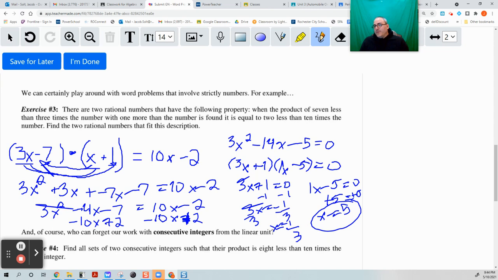Oh, wait. I'm taking it back. It says find the two rational numbers that fit the description. Let me make a newspaper correction. A repeating decimal is a rational number. The irrational numbers are the ones that have no terminus and unpredictable digits with no pattern. So we have our two rational numbers: x equals 5 and x equals negative 1/3.